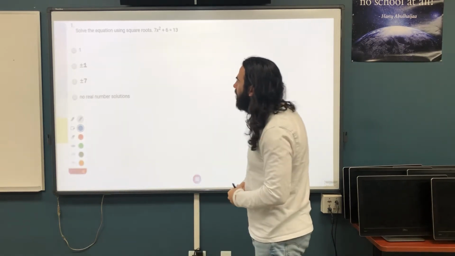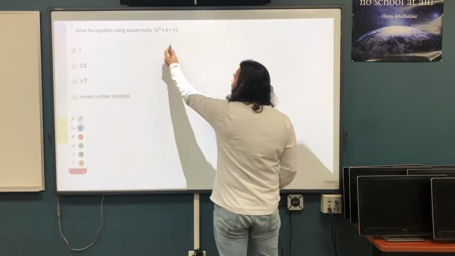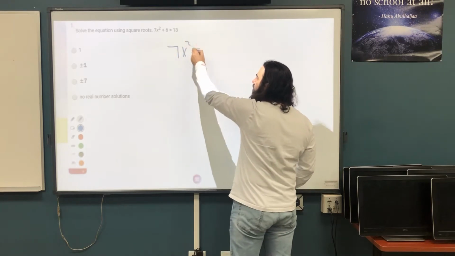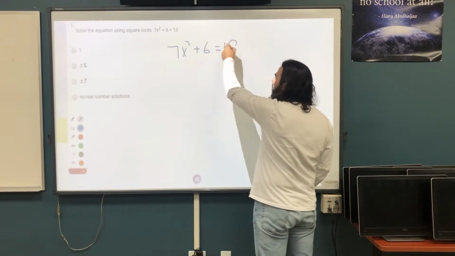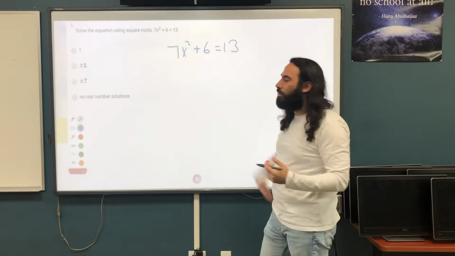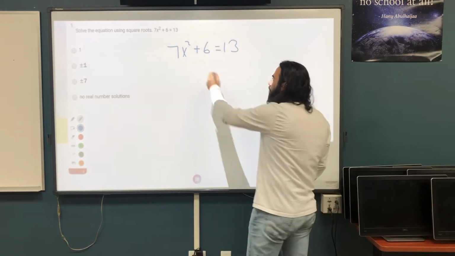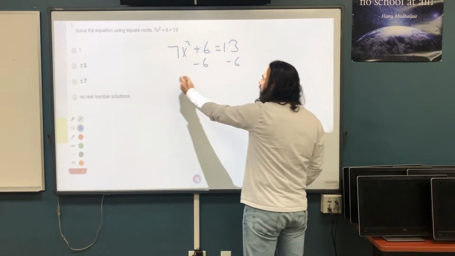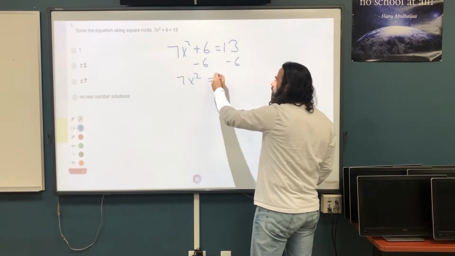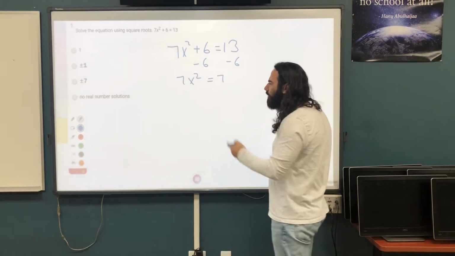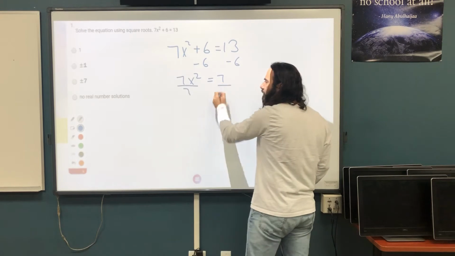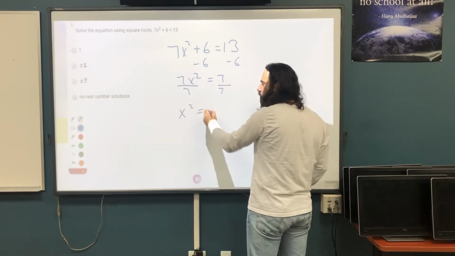solve the equation using square roots. So we have 7x squared plus 6 equals 13. Of course, the first thing you need to do is isolate the x squared. So we subtract 6 from both sides. We get that 7x squared equals 7. We divide both sides by 7. We get that x squared equals 1.